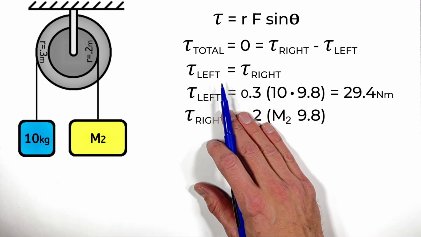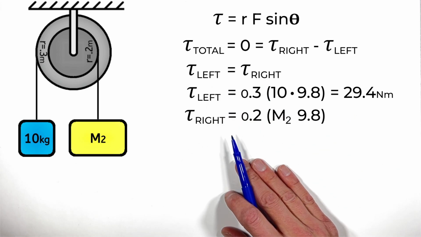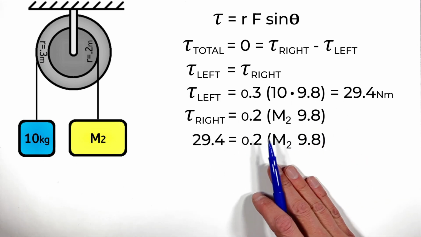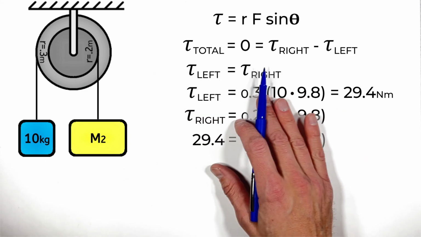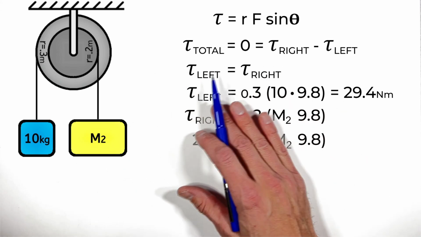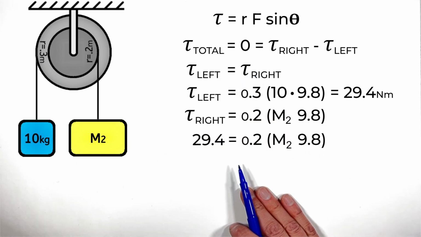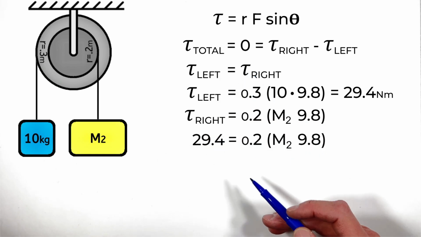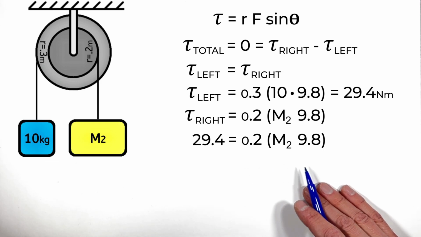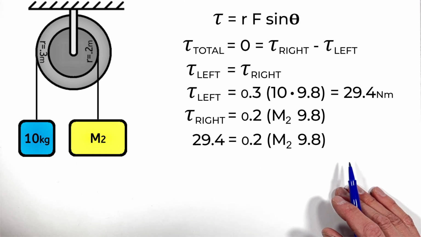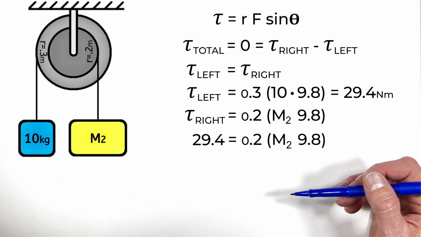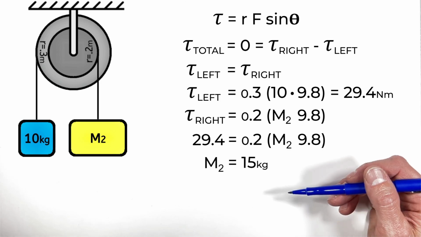So taking our torque from the left side and the right side, and then subbing those two known values into our equation up here, or really understanding that those two values have to be equal, we can say 29.4 Newton meters is equal to 0.2 times m2 times 9.8. And we can solve for this value m2. We find that's 15 kilograms.